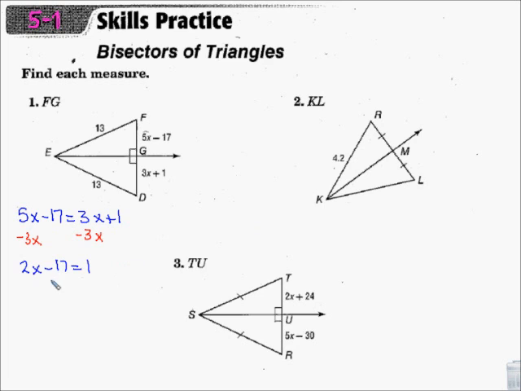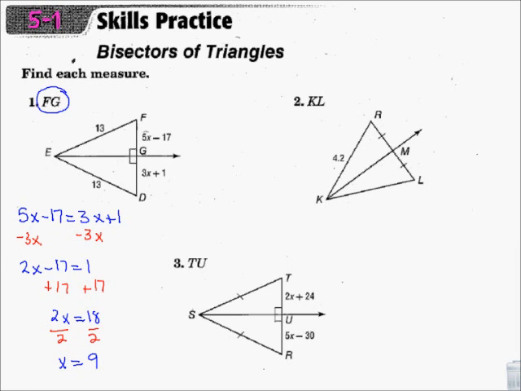So 2x minus 17 is equal to 1. Add 17 to both sides. 2x equals 18. Divide by 2, and x equals 9. But we're not done because it said to find FG, not x, right? So find each measure, and then it tells me FG.